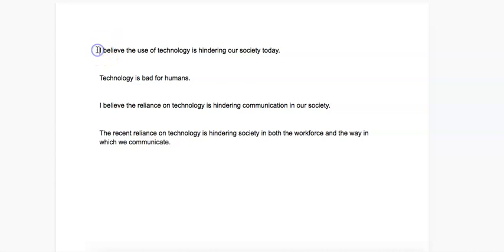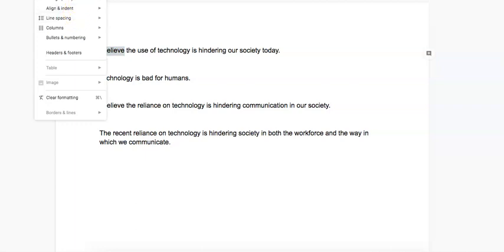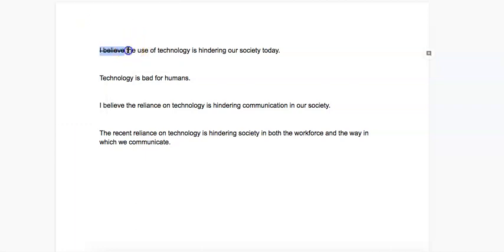So if we look at this first thesis, I believe the use of technology is hindering our society today. Well, the use of technology is hindering our society today is a position. It's a stance. It's showing one of the perspectives, and that's the perspective that this student is going to be arguing. We don't need the I believe, but you can see how the student used it as kind of a crutch to write their actual thesis. So we would want to just teach them to go through, strike that out, that it's not necessary, and that the use of technology is hindering our society today is a thesis.